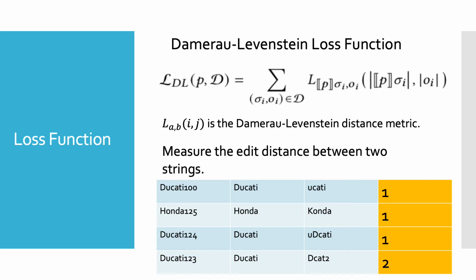For example, in the first case, to match Ducati to Ucati, we need one deletion. To match Honda to Conda, we need one substitution. To match Ducati to Udacati, we need one transposition. To match Ducati to Ducat2, we need one deletion and one substitution.